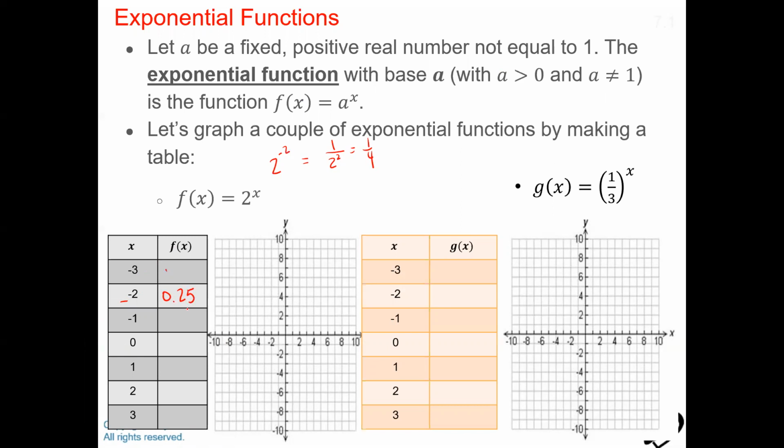0.25, and that's a positive number. All right, what about when x is -1? Well, 2 to the -1 is 1/2. 2 to the 0 power, anything to the 0 power is 1. And then 2 to the 1st power is 2, and 2 squared is 4. All right, so if we graph these as they were coordinates or ordered pairs, we go left 2, up 1/4, left 1, up 1/2, 0, 1, 1, 2, and 2, 4.